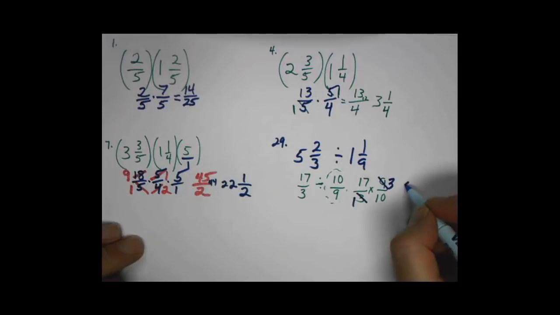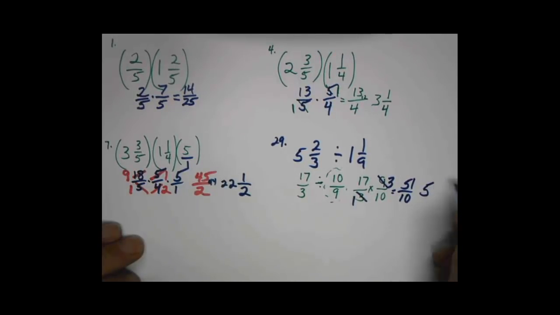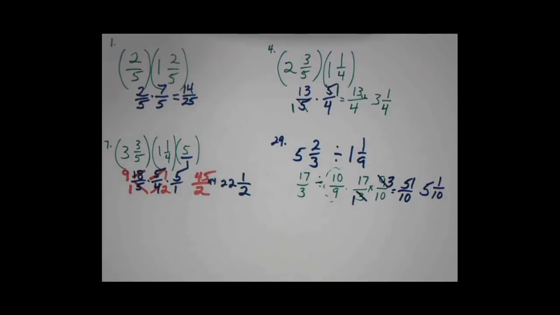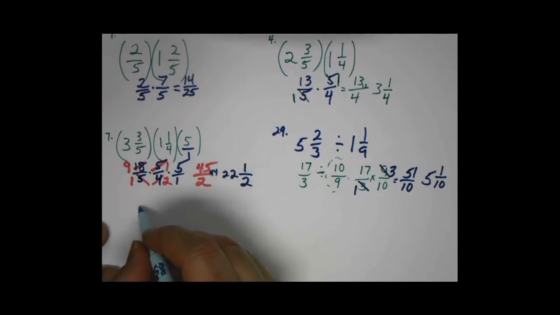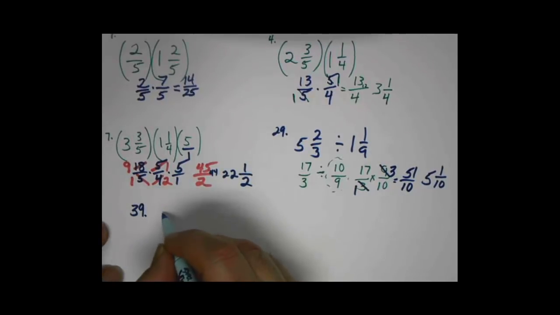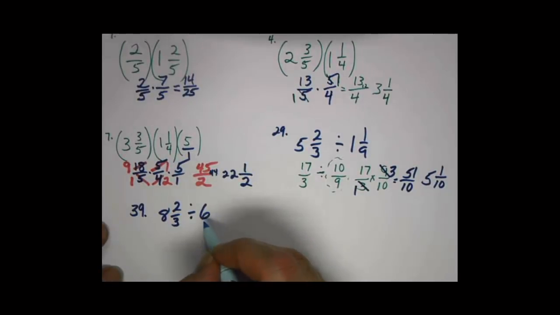3 times 17 is 51. 1 times 10 is 10. So now, since we have an improper fraction, how many 10s in 51? There are 5. That uses up 50. We have 1 over 10 left. So 5 and 1/10. Let's do one more of those involving a whole number. So let's pick one. How about 39? So we have 8 2/3, and we're going to divide that by the whole number 6.